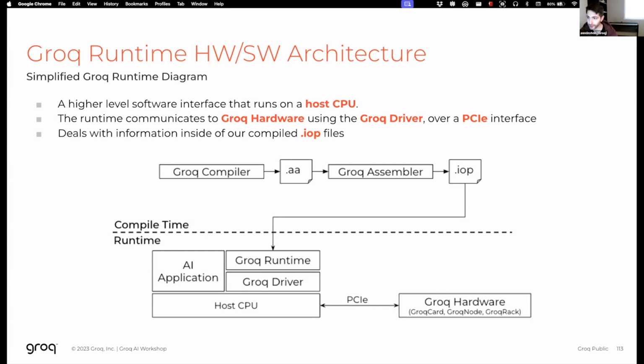The Groq runtime deals with parsing information inside of our IOP files. Can you guys see my mouse, by the way? You can. Okay, great. So yeah, it deals with IOP files, which is our programming file for Groq hardware, and defines your model weights and what your model expects for inputs and outputs. And for larger models, this is still a new feature that's coming out, the Groq runtime facilitates model parallelism, where you can shard up a large model across many different Groq chips to run that model in a distributed fashion.